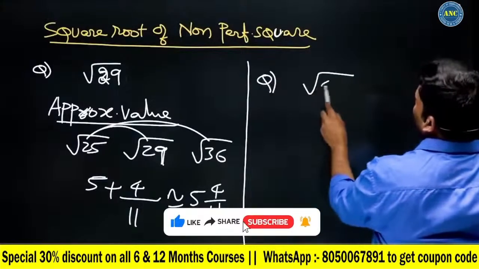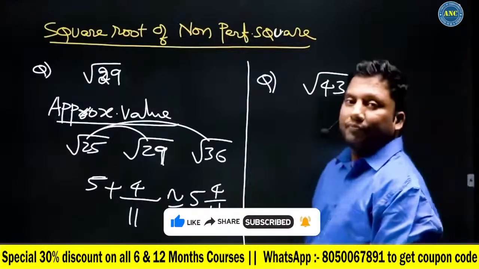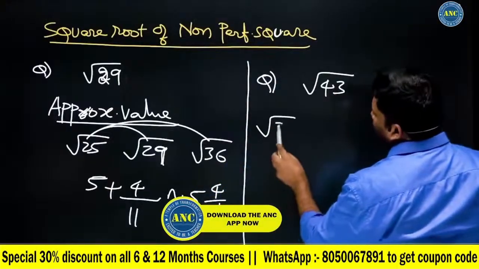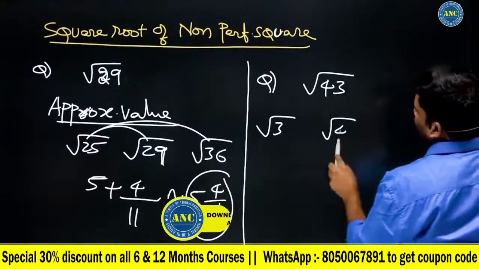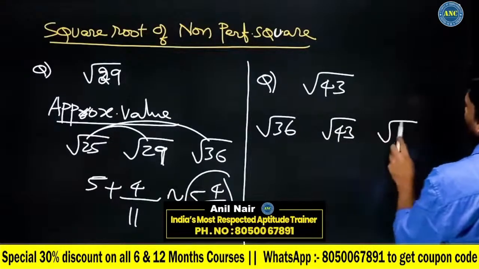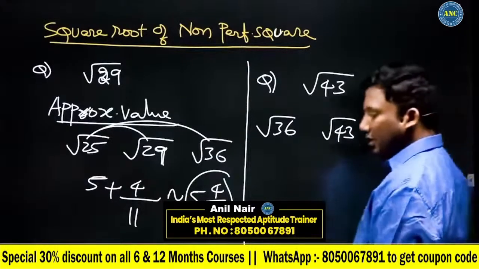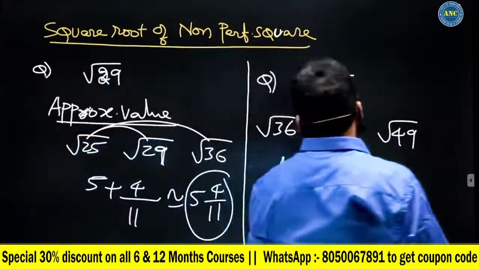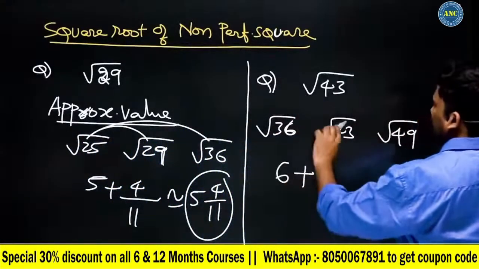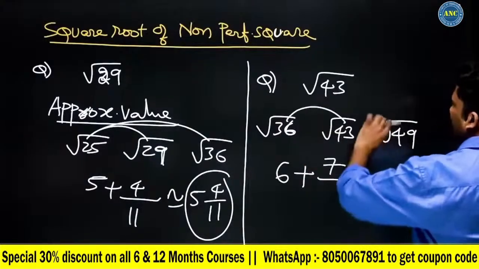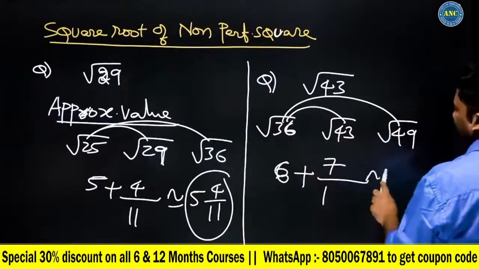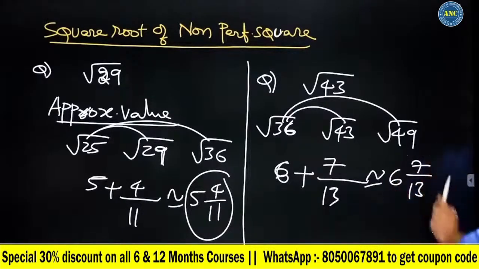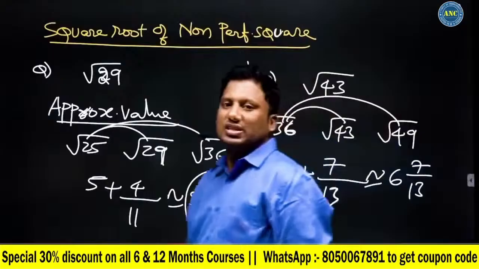Suppose for example, root of 43. How to find out the square root of 43? Root of 43 lies between root 36 and root 49. Now see, 43 is greater than 36. 6 plus, 43 minus 36 is 7, 49 minus 36 is 13. Answer is very close to 6 and 7 by 13.